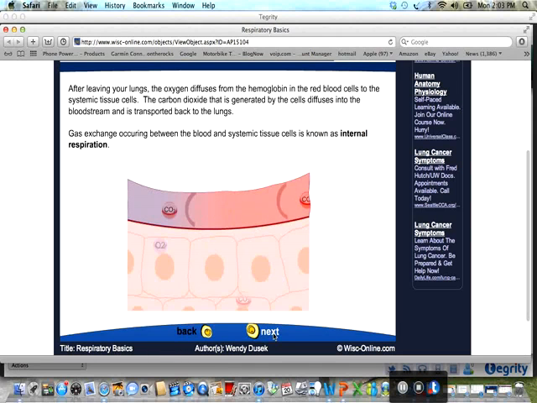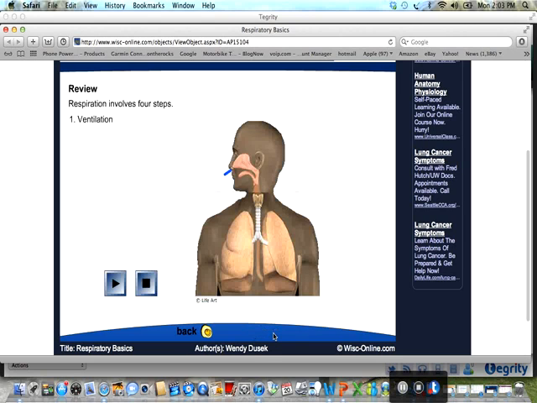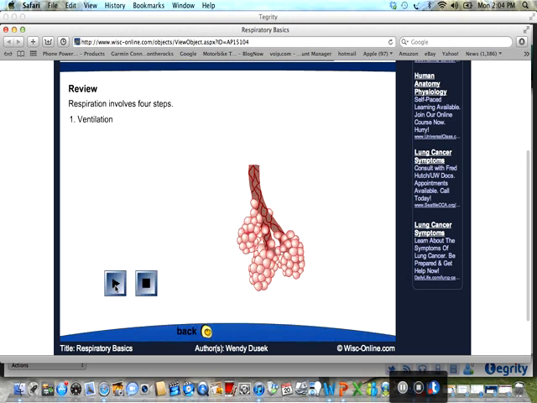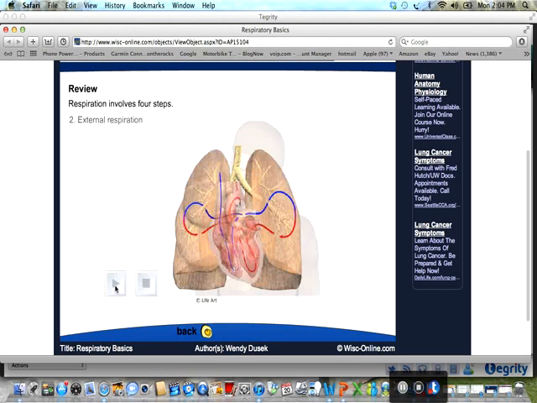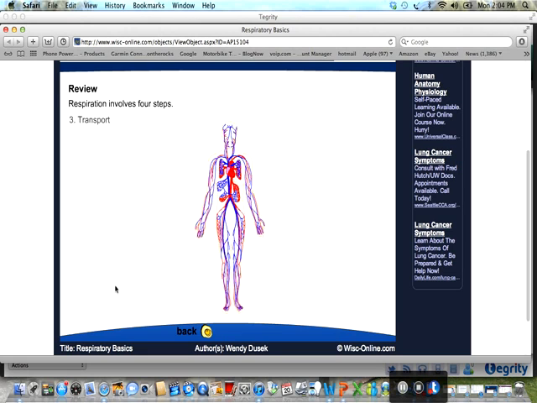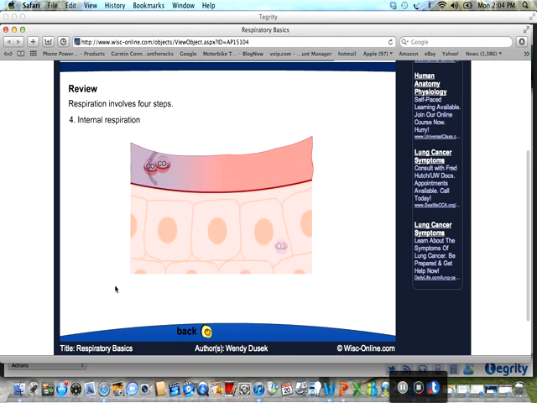After leaving your lungs, the oxygen diffuses from the hemoglobin in the red blood cells to the systemic tissue cells. The carbon dioxide that is generated by the cells diffuses into the bloodstream and is transported back to the lungs. Gas exchange that occurs between the blood and systemic tissues is known as internal respiration. Respiration involves 4 steps. Step 1 is ventilation, then external respiration, transportation, and internal respiration.